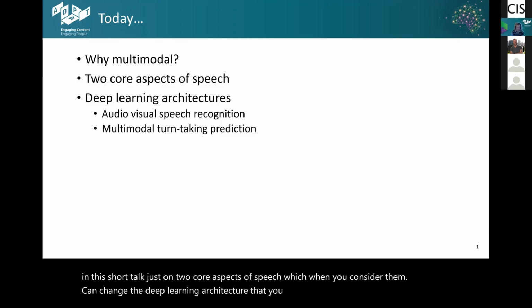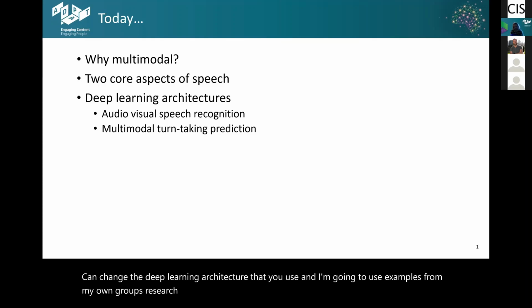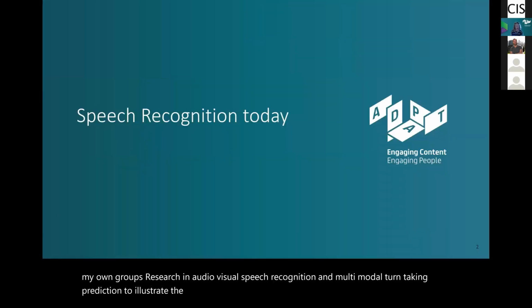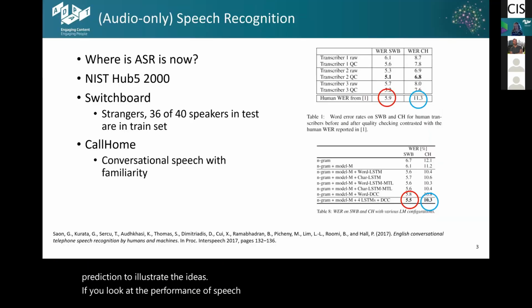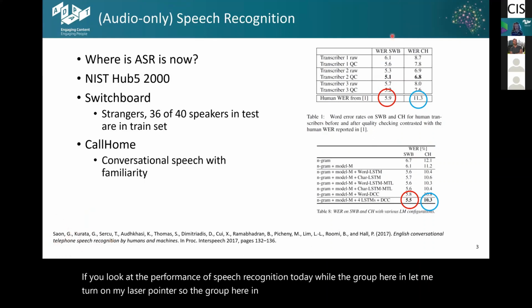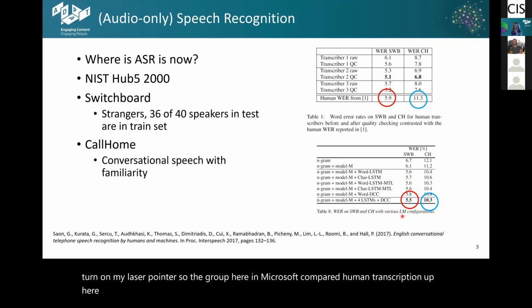So if you look at the performance of speech recognition today, well, the group here in, let me turn on my laser pointer. So the group here in Microsoft compared human transcription up here versus their latest deep learning models. Now, the details aren't too important, but they carried out this experiment on the NIST 2000 corpus, so the switchboard and call home partitions. If people are familiar with them, it's beneficial.